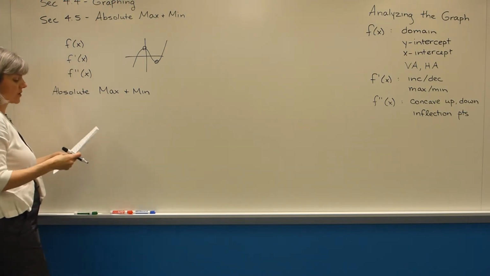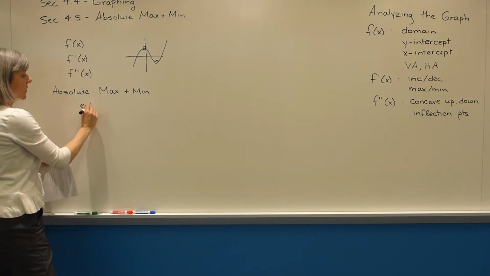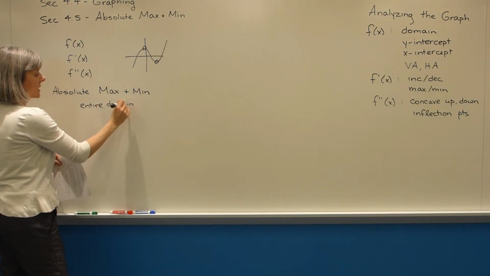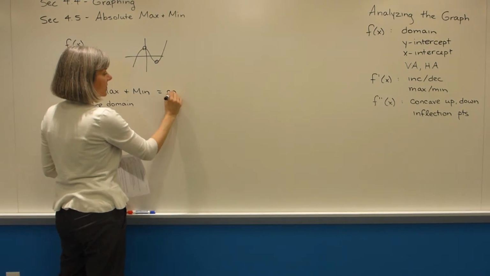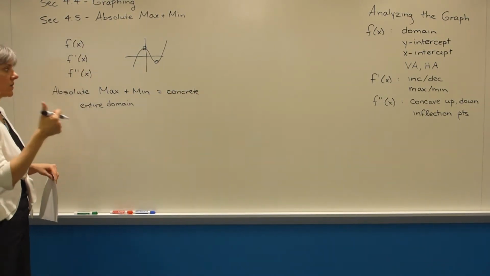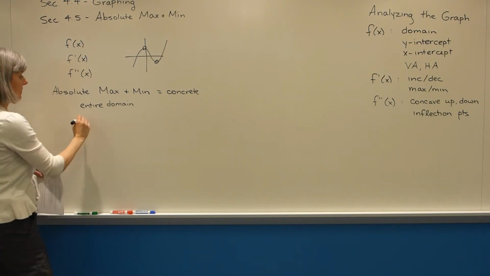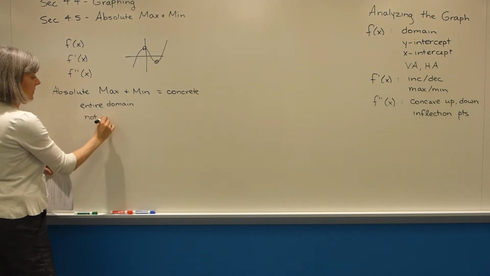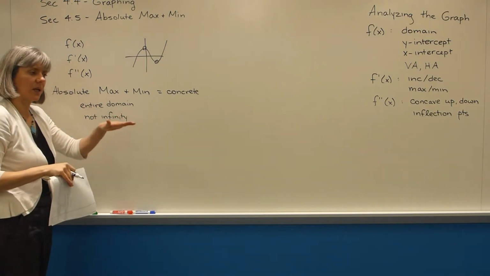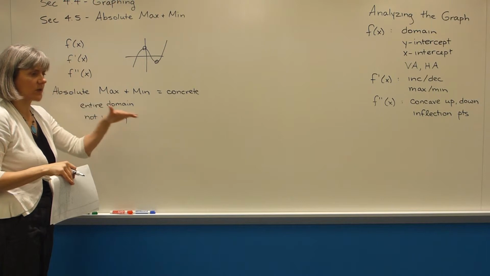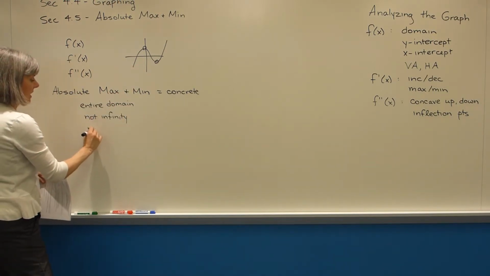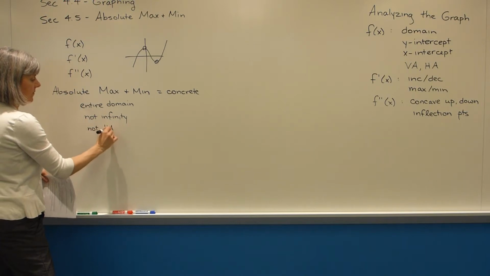But so here, if we're looking over the entire domain, we want to look for the value that is the highest. Importantly, this is a concrete value. It is a number. So because of that, infinity does not count as an absolute max or min, so it cannot be infinity. And because it is a specific value, it can't be a horizontal asymptote, or an oblique asymptote. It can't be approaching. So not infinity and not at asymptotes.